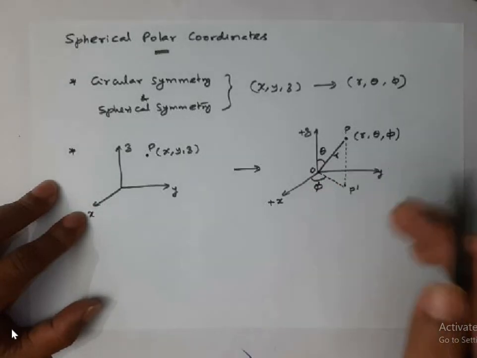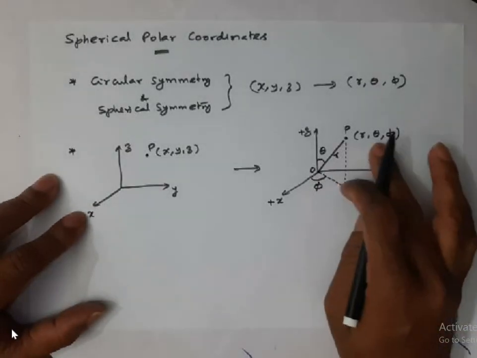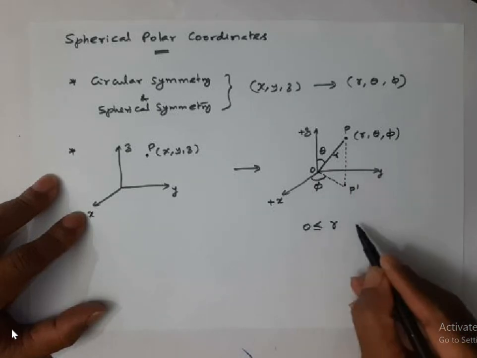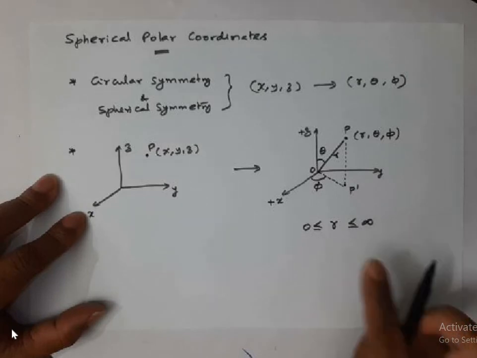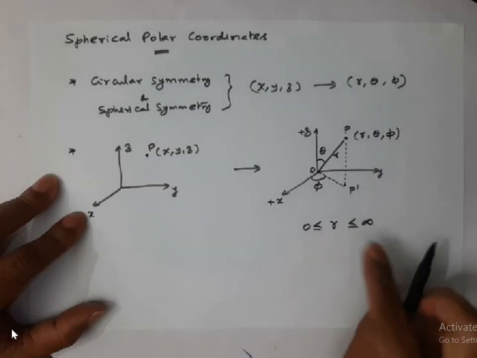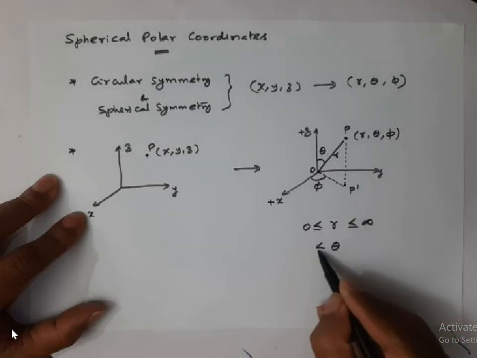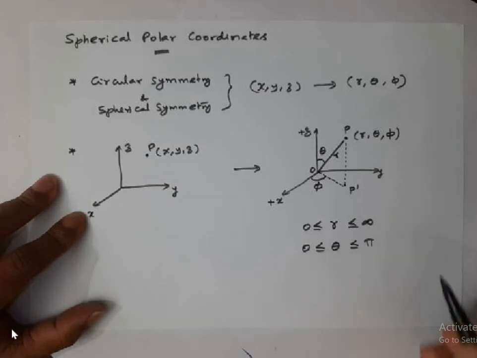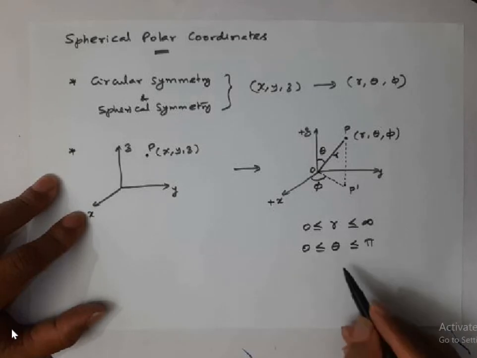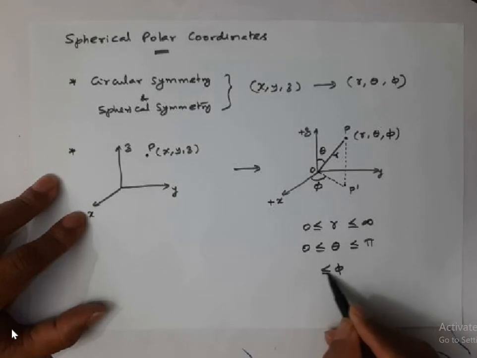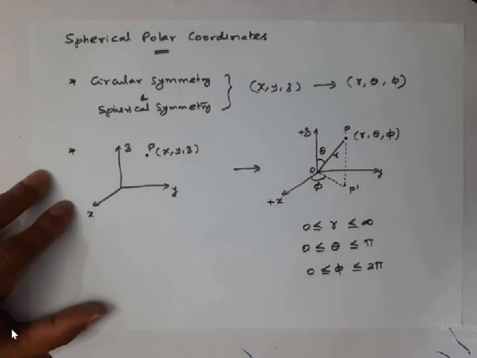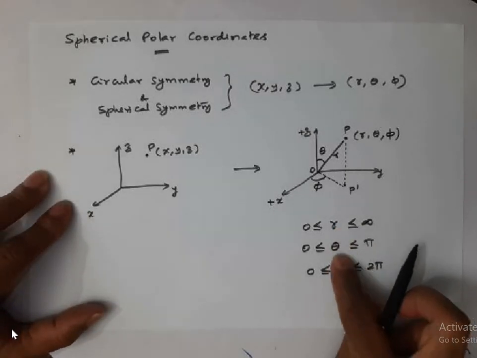And remember here, what are the possible values of r, theta, phi? The range for r is from 0 to infinity. And what is the range for theta? Theta will go from 0 to 180 degrees, or I can also represent it as pi. And the angle phi will go from 0 to 2 pi. So r is the distance, theta and phi are angles.